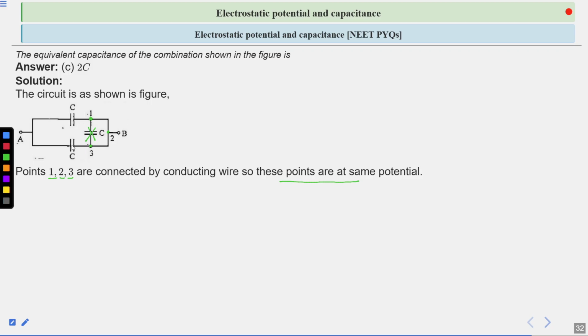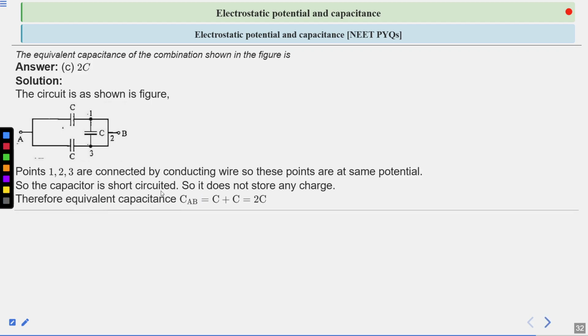So there are only 2 capacitors that are storing charges, and they are now connected in parallel. One plate of both the capacitors is at point A and the other plate of both the capacitors is connected at point B. So they are in parallel, and the third capacitor is short circuited. This condition is called short circuited, when the potential difference across the terminals of the capacitor is 0 and the charge stored on the capacitor is also 0. So it does not store any charge. Therefore the equivalent capacitance is due to these 2 capacitors connected in parallel, that is C plus C, 2C. Got it?